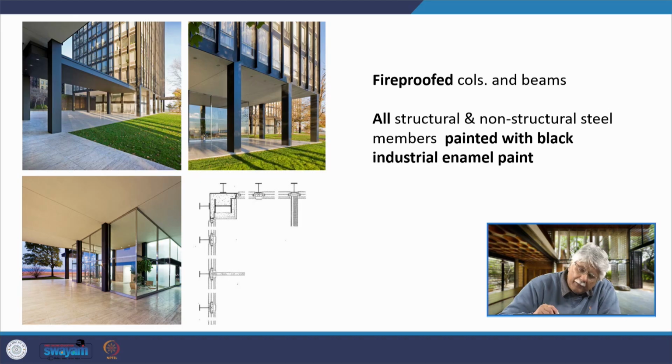He also fireproofed the columns and beams because that is what they had learnt in the Chicago school. Therefore, all the structural and non-structural steel members have been painted with black industrial enamel paint to fireproof them. But more than that, the columns have also been encased in concrete. The main structural columns have been encased with concrete before covering them with the industrial enamel paint. So that is the extent of the structural members being fireproofed.